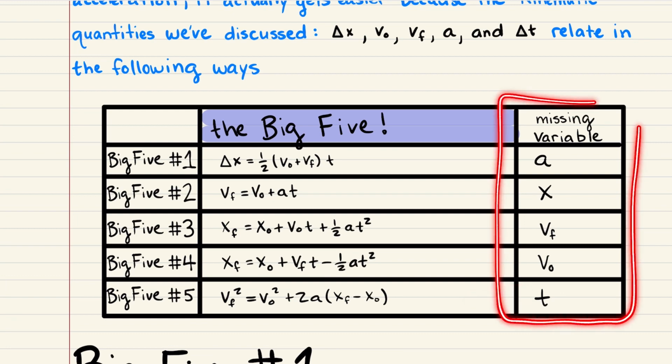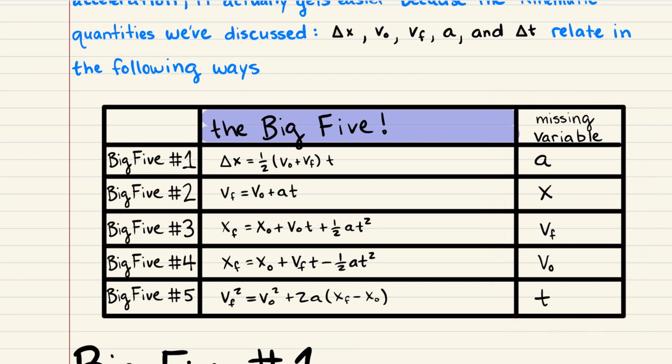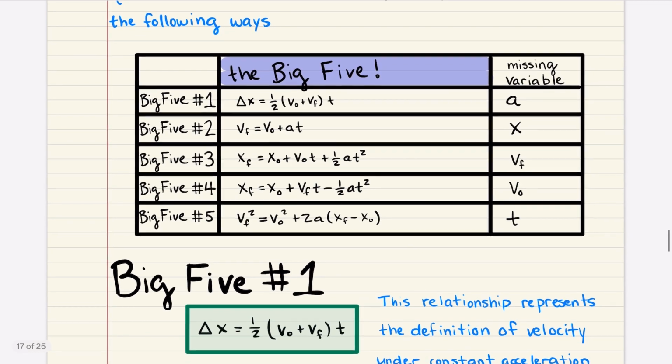So I put this column here because it's actually important to recognize which variable you're not taking into account, because that's how you're going to more quickly recognize which relationship is useful for the scenario. So if you're dealing with a problem that doesn't tell you anything about time and is not asking you to find time, then it's probably going to be true that this big five number five is the most useful relationship to use in that scenario. So knowing which variable is not taken into account at all, as far as the kinematic quantities are concerned, is actually very useful in figuring out which one of these relationships you want to use for your uniformly accelerated motion problem. Let's derive a couple of these really quickly because it's pretty intuitive.